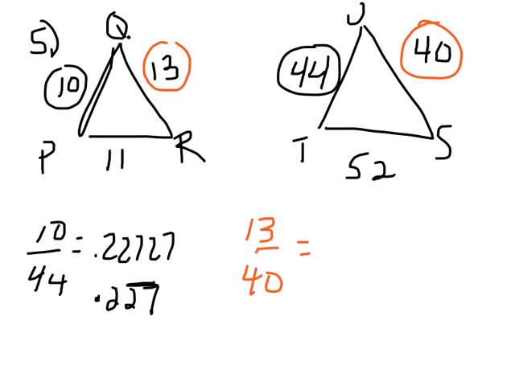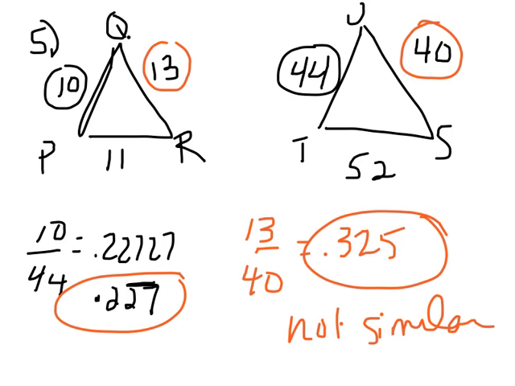13 divided by 40 is 0.325, so they are not similar because these two fractions are not dividing out to the same number. And that's all there is to those two.